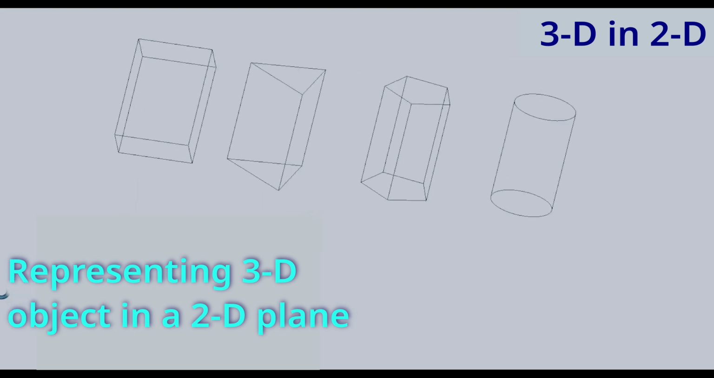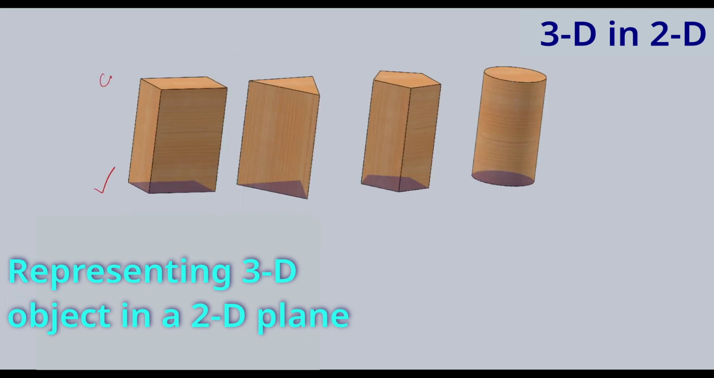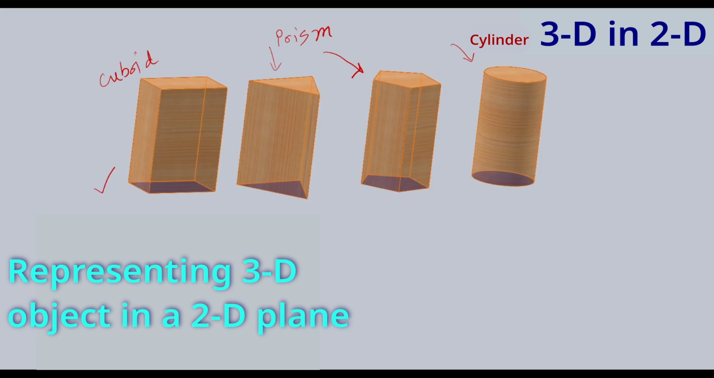Now coming back to the original. From this rectangle, we get a cuboid here. And from the triangle, we get a prism. This is a triangular prism and this is a pentagonal prism. And this is a cone, of course. It depends on how the material is added, or what is done in 3D printing based on the shape required. Let us see how it is done.